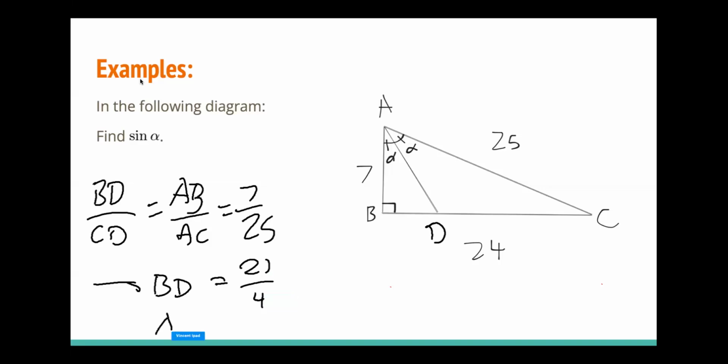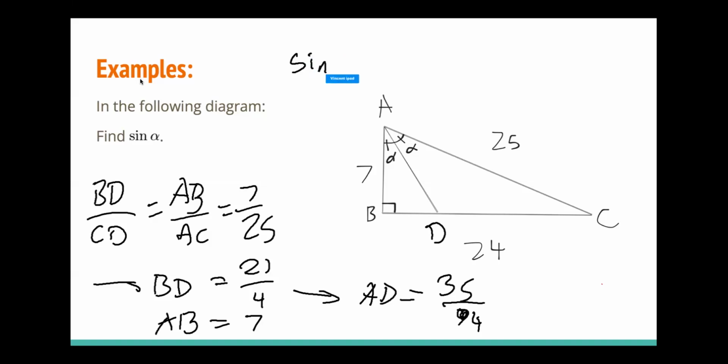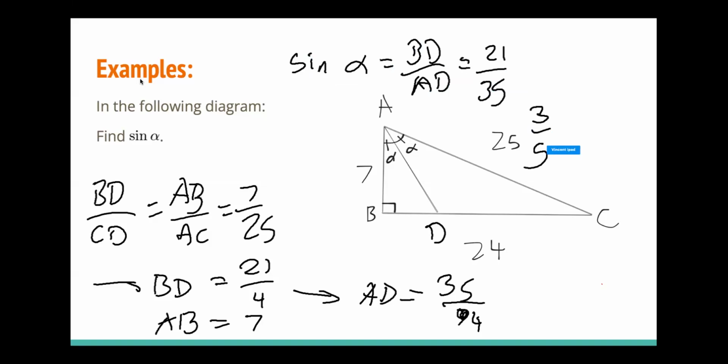We know that AB is equal to 7, so therefore we know that AD is equal to 35 over 4. So sine alpha is BD over AD, which is equal to 21 over 35, or 3 over 5.